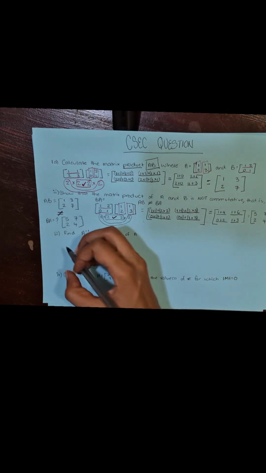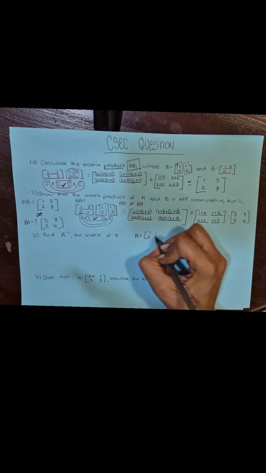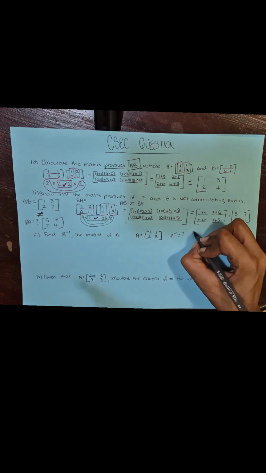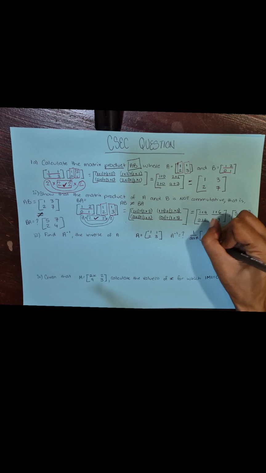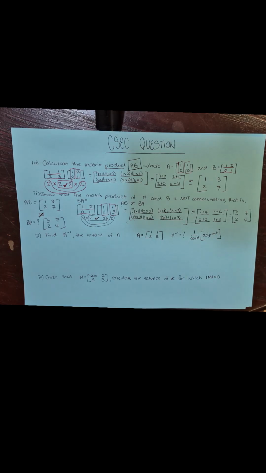Next part of the question. Find A to the power of -1. That means the inverse of A. So A was 1, 1, 2, 3, and we need to find its inverse now. What's the formula for the inverse of a matrix? It is 1 over the determinant of the matrix times the adjoint of the matrix. Remember, there are 2 ingredients. We have to find the determinant, then the adjoint, and then we have a third step, which is to actually find the inverse. So let's do the first step. Let's find the determinant.